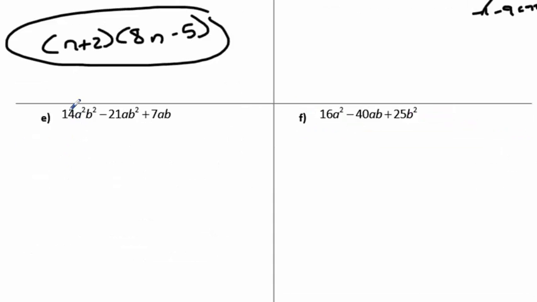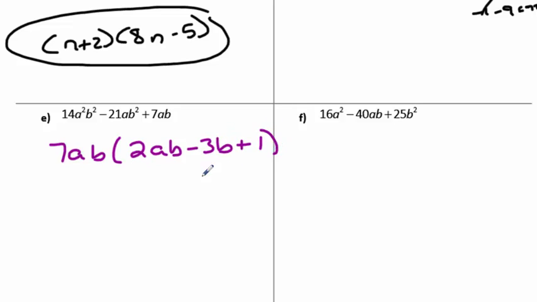In part E, 14, 21, and 7 can all be divided by 7. So we're going to take out 7, A, and B. We're going to be left with 2 times A times B minus 3 times B plus 1. This is no longer quadratic, so I know this can't be factored any further, so this one's done.